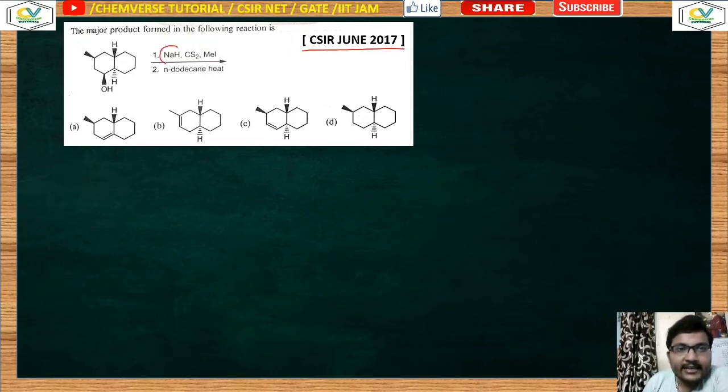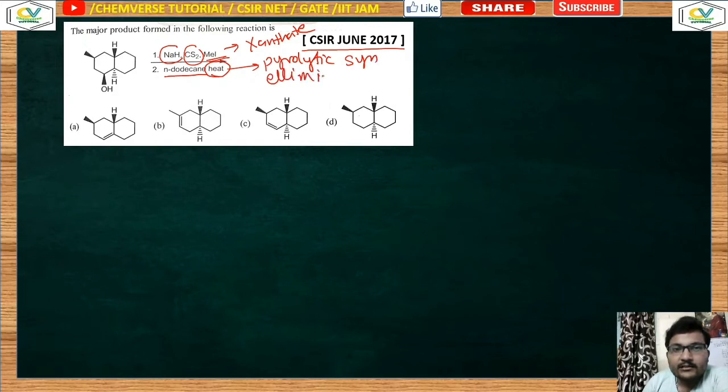And look at this. Here NaH, sodium hydride is there, carbon disulfide, and MeI. The first step is nothing but the xanthate formation. It will generate the xanthate. And in the second step, this dodecane is nothing but your solvent. So heating condition is there. So it will undergo the pyrolytic syn elimination. So the xanthate is undergoing the pyrolytic syn elimination. That means it is nothing but your Chugaev reaction.